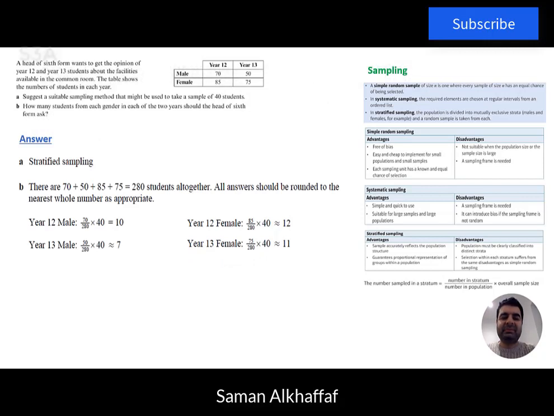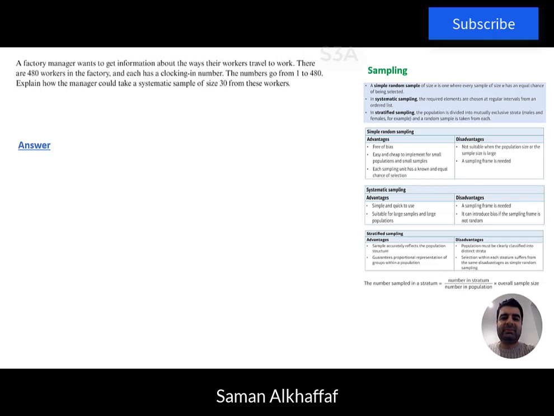In this example, a factory manager wants to get information about the ways their workers travel to work. There are 480 workers in the factory, and each has a clocking number. The numbers go from 1 to 480. Explain how the manager could take a systematic sample of size 30 from these workers.